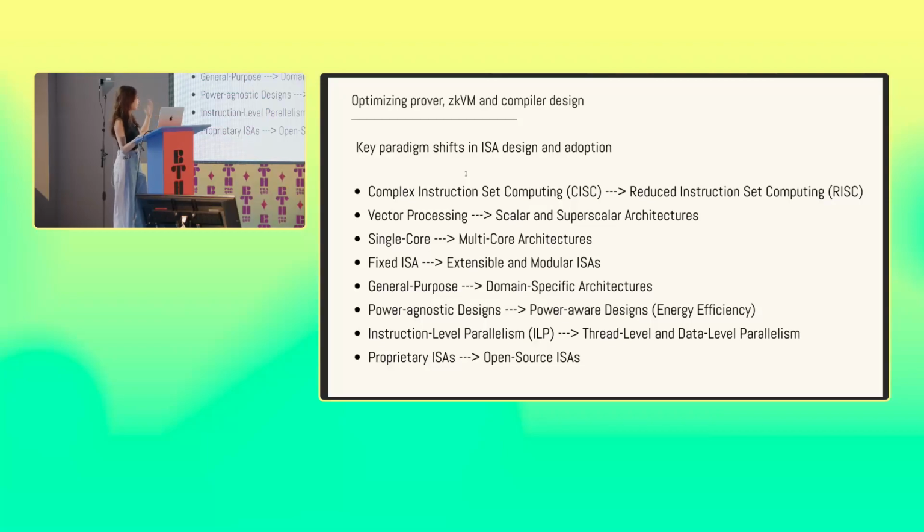And then we moved from general purpose to more domain-specific architecture, such as TPU, GPU, AI-related chips as well. And then we also moved from power-agnostic design, like we used to not care about efficiency, right? Now we care a lot about how energy efficient the chip is, and a few other observations.